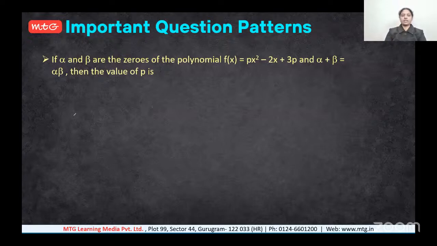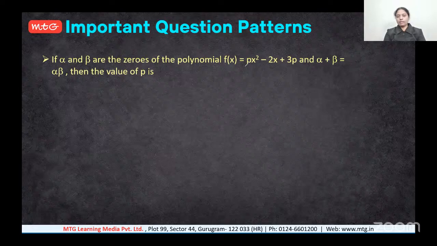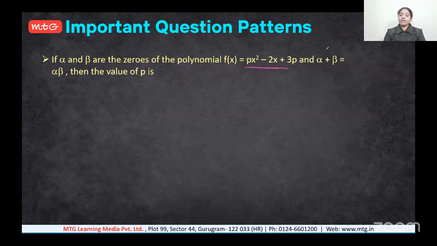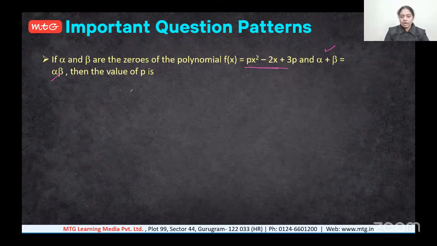Alpha and beta are the zeros of the polynomial px square minus 2x plus 3. Here they said sum of zeros and product of zeros are same, and you are supposed to find the value of p. Now, sum of zeros is same as product of zeros. Then what can I say? Minus b by a value is same as c by a value.